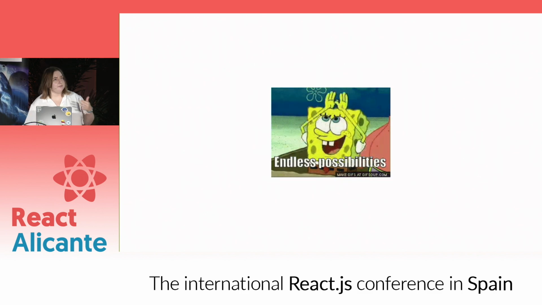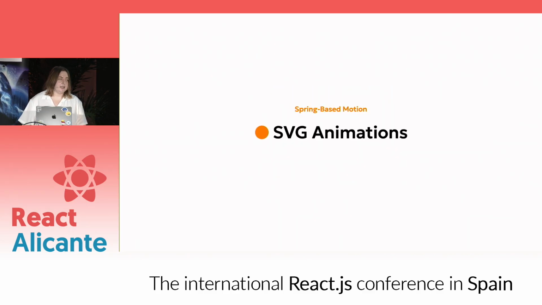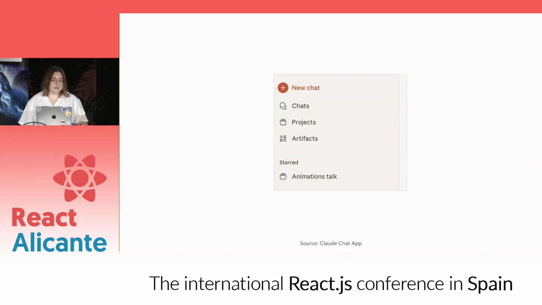One really fun use case that I want to cover really quickly is animating SVGs with Motion, because it's super simple. I use Claude, and I always notice this little subtle animation when I hover on the items, and it just looks so joyful. It looks very delightful. And it's something we can actually recreate super easily with Motion.